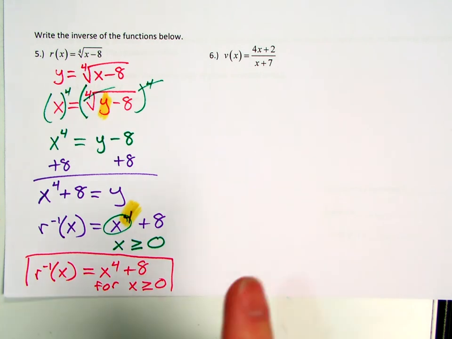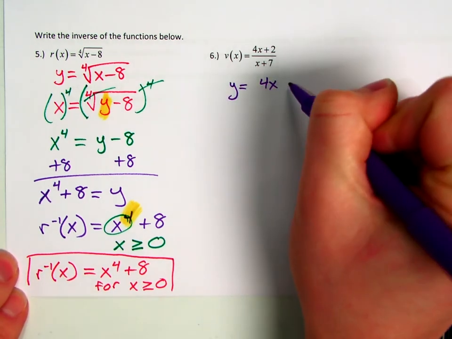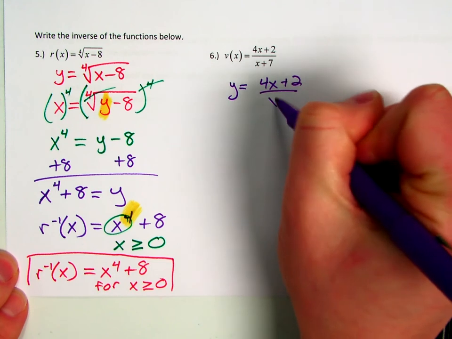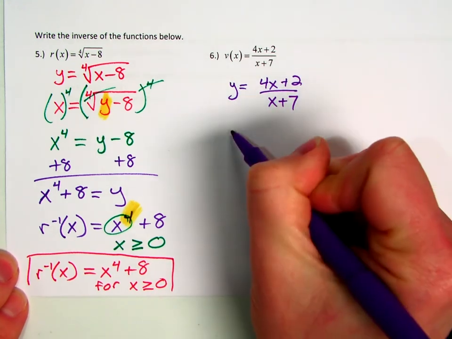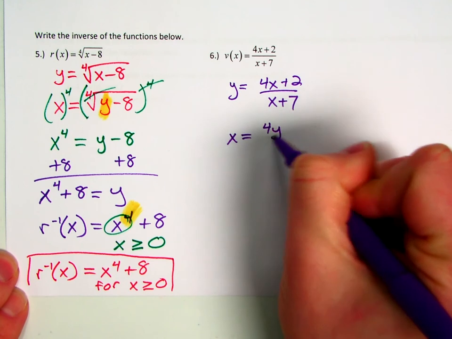All right, looking at number 6, same basic steps, right? So we're going to start out by putting y in for v of x. And then we're going to go ahead and, wherever we see a y, we put an x, and wherever we see an x, we put a y.